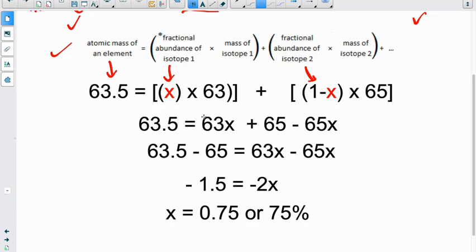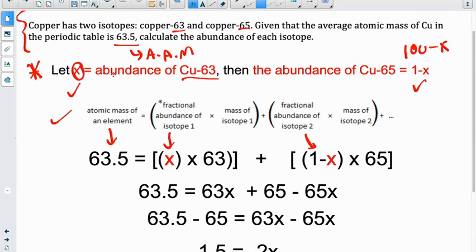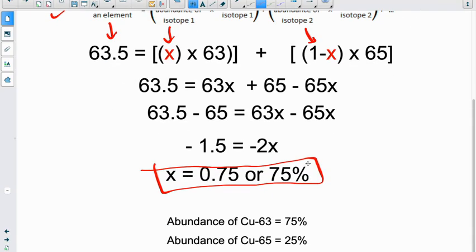All right, when you quickly solve these and you open them up using math, you can see here that X is 0.75 or 75%. So what have we just discovered here? X being the abundance of copper 63, it tells me that copper 63 has an abundance of 75% and copper 65 has an abundance of 25%.